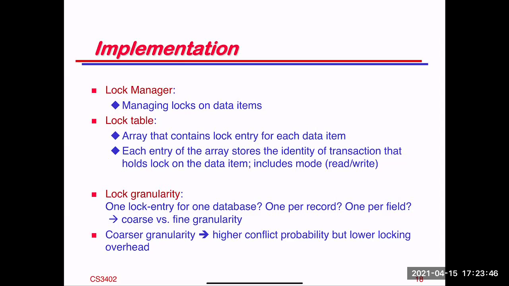And depending on which of these options we choose, we either have coarse locking or fine-grained locking. If you have a coarser granularity of your locking mechanisms, then that gives you a much higher probability of conflicts, right? Because if I'm locking the entire database, then any two transactions that access the same database will conflict. But of course, the overhead in maintaining these locks will become much lower. So again, there's some trade-off involved.